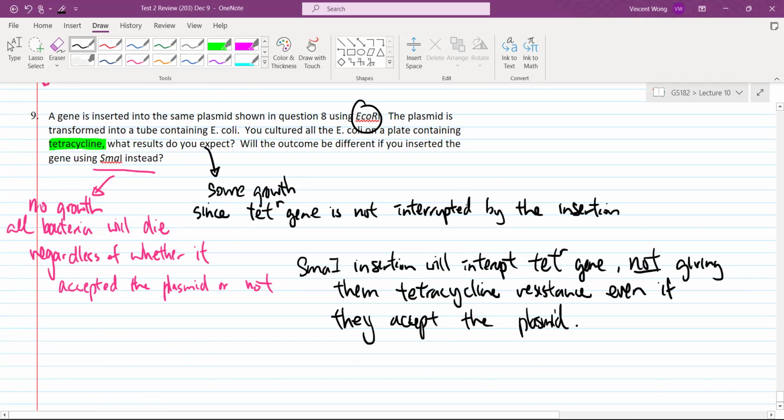For more practice on these kinds of things, look at the file that I posted after lecture 9 with the extra plasmid practice. Okay, we're almost there. I think maybe another 10 minutes and we'll be done.